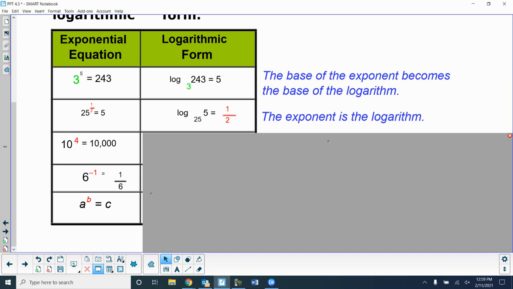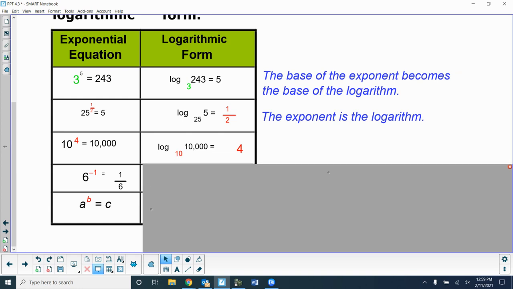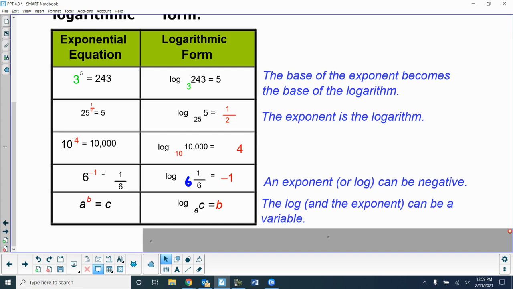Log base 10 of 10,000 equals 4. Right. Log base 10 of 10,000 equals 4. Log base 6 of 1/6 equals -1. Right. Nikki, log base A of C equals B. Good. Log base A of C equals B.